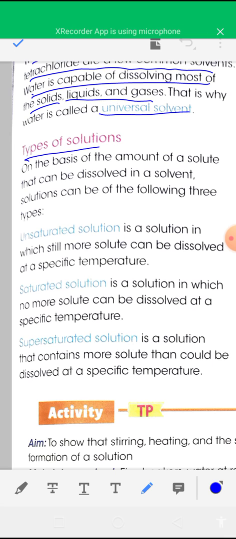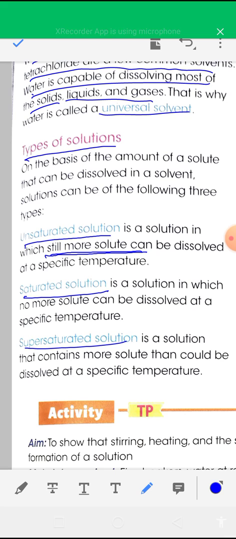On the basis of the amount of solute that can be dissolved in a solvent, solutions are of three types: unsaturated solution, saturated solution and supersaturated solution. First, what is an unsaturated solution? An unsaturated solution is a solution in which still more solute can be dissolved at a specific temperature.